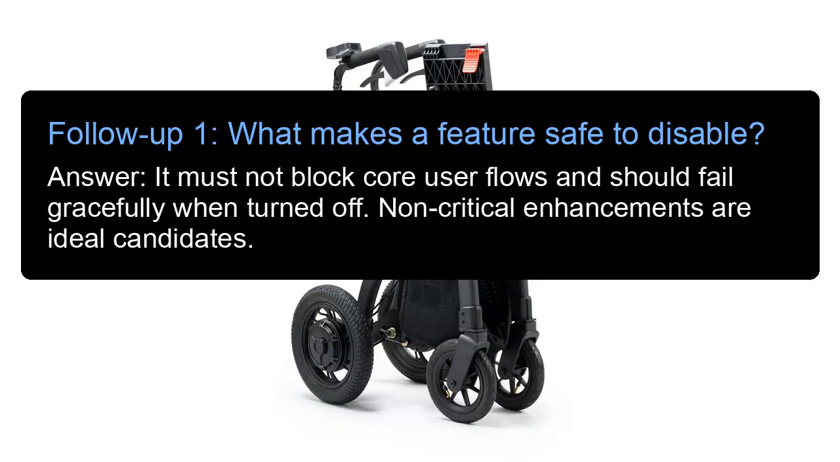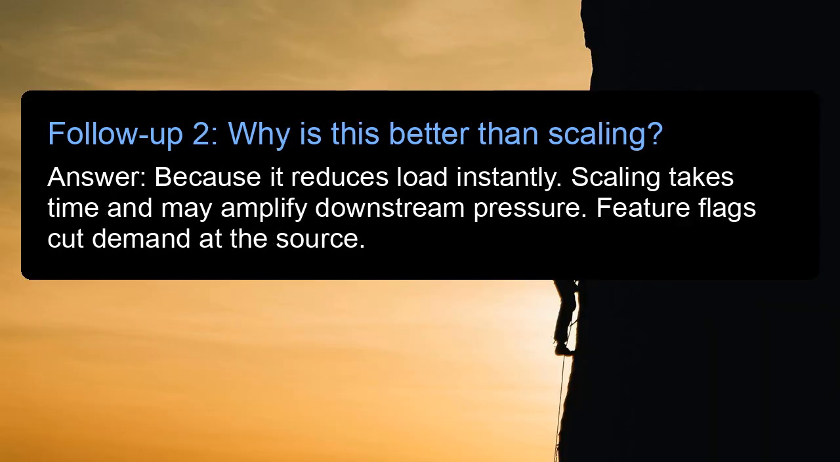Follow-up 1. What makes a feature safe to disable? Answer: it must not block core user flows and should fail gracefully when turned off. Non-critical enhancements are ideal candidates. Follow-up 2. Why is this better than scaling? Answer: because it reduces load instantly. Scaling takes time and may amplify downstream pressure. Feature flags cut demand at the source.